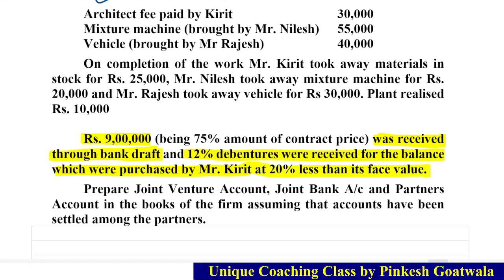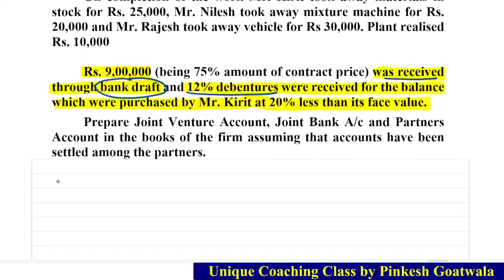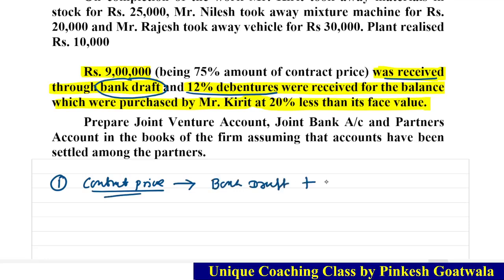So think here, what do we get as the cash contract price? What did we get in the contract price? We get bank draft and debenture. Think practically what we get. So here we received bank draft and 12% debenture. One important point is what we received as the contract price: we received the contract price, that is bank draft plus 12% debenture. First of all, be clear on this: we received draft and debenture.